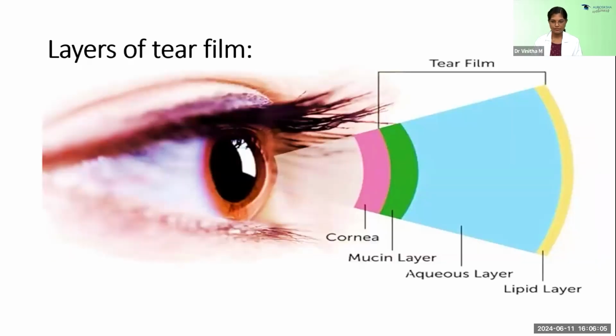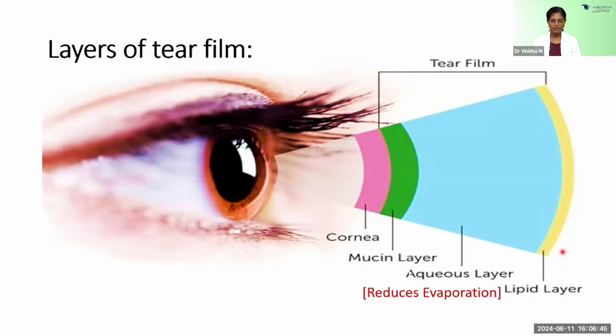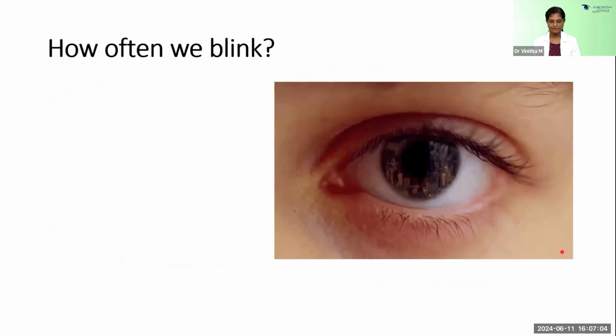Coming to layers of tear film, as you have seen in the previous lecture, it has 3 layers: lipid, aqueous, and mucin. Lipid layer is the superficial most layer. It reduces evaporation of the tear film and helps in lubrication of eyelid movements during blinking. Aqueous layer provides atmospheric oxygen to the cornea and cleans debris. It also has antibacterial activity. Mucin layer is closest to the ocular surface and lubricates it.